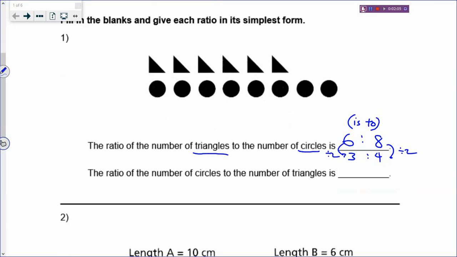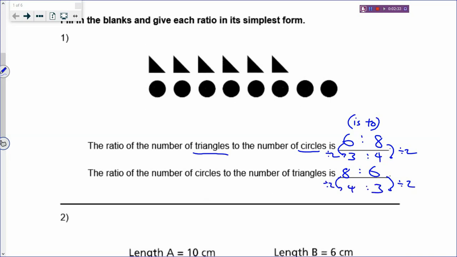If you look at the next one, the ratio of the circles to the triangles. What comes first? The circles. So you have 8 circles to the triangles, so 8 is to 6. One of the mistakes that students tend to make is the order. They don't read carefully, so they write the ratio in the wrong order. To simplify the ratio, you divide by 2 again, and that's how you get 4 is to 3.